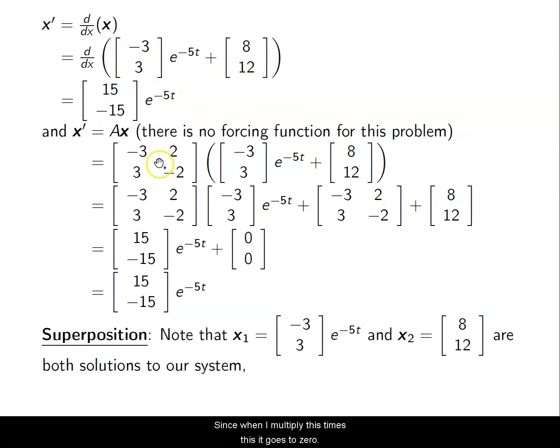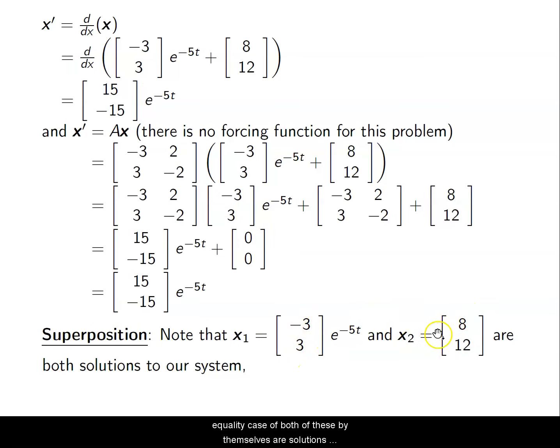Since when I multiply this times this, it goes to 0, this times that would still give me just that solution, right? It would be the exact same thing. So this by itself is a solution. x2 by itself is a solution. The derivative of this is 0. This vector times my coefficient matrix is 0. I would have gotten 0 equals 0. It would have given me out just 0, whereas this gives me equality.